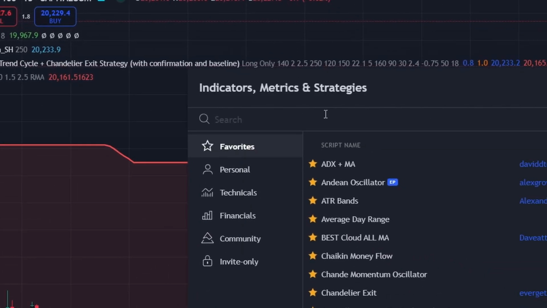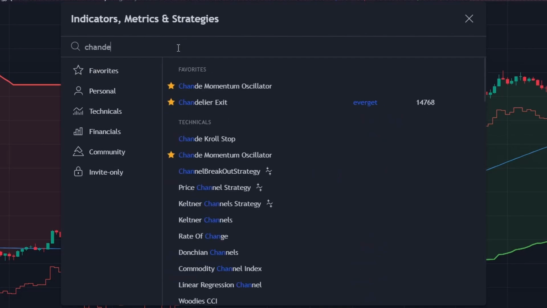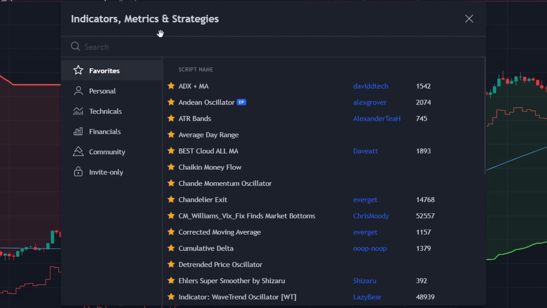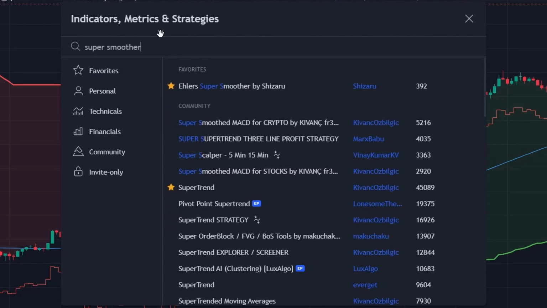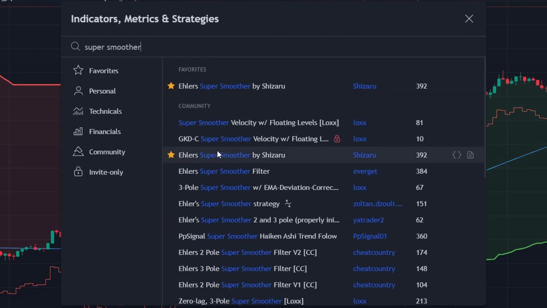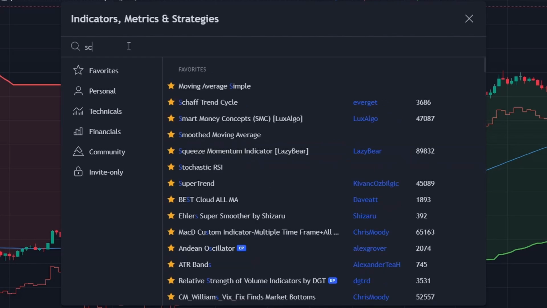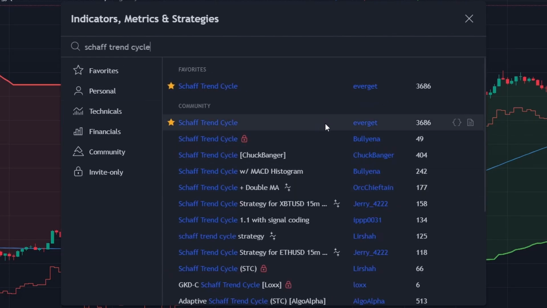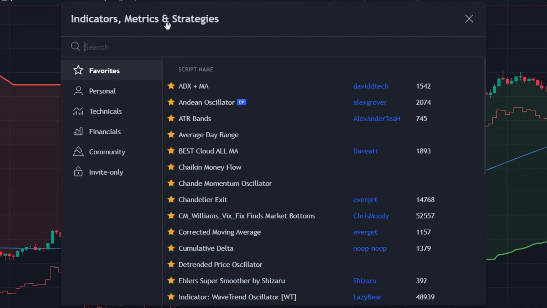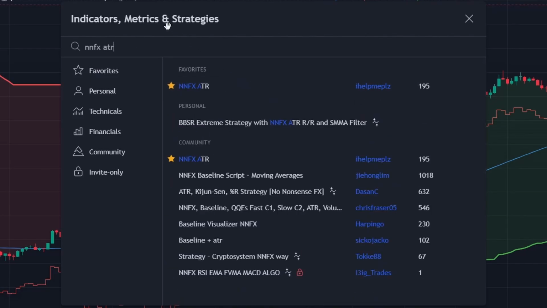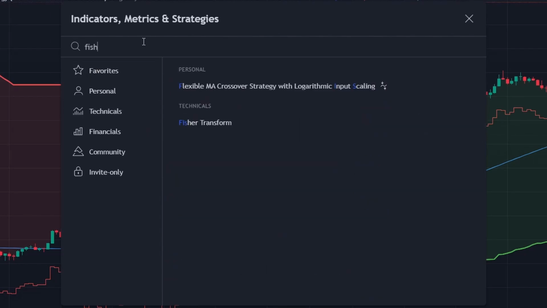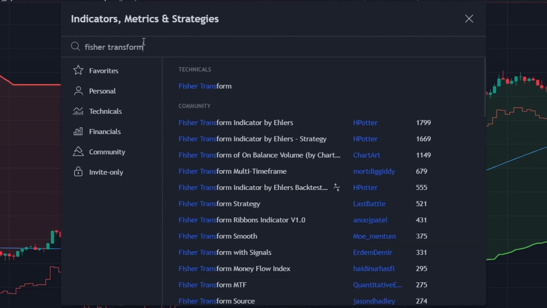Open up the indicators tab and first type in chandelier exit. Add this one to your chart. Then type in super smoother and add this one. Then type in Schaff trend cycle. Click on this one. The usual NNFX ATR. Add this one. And finally we will need the Fisher transform. Add this one to your chart.